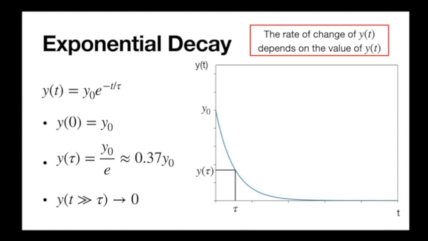Early on, in a very small amount of time, we get a large change in y, but after some time passes, we can have a really large change in time and a minimal change in the value of y. So this shape is really indicative of what exponential change is.